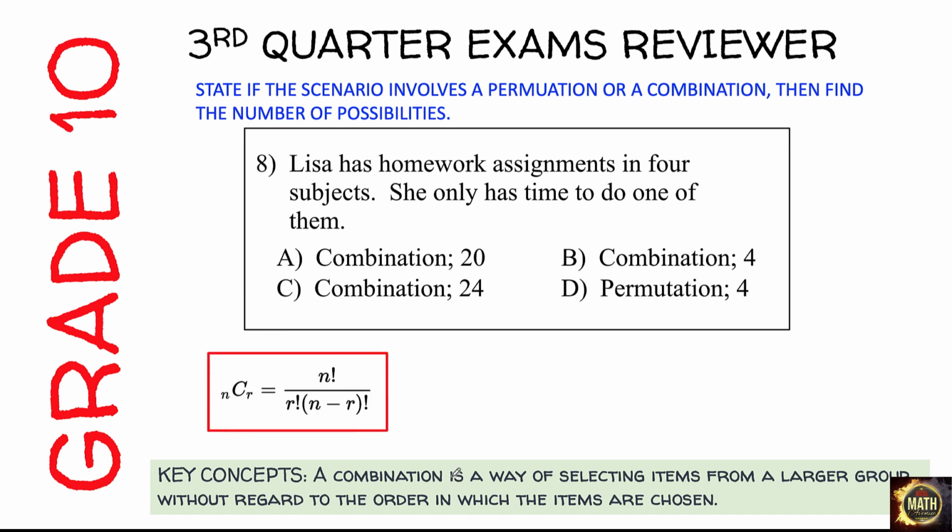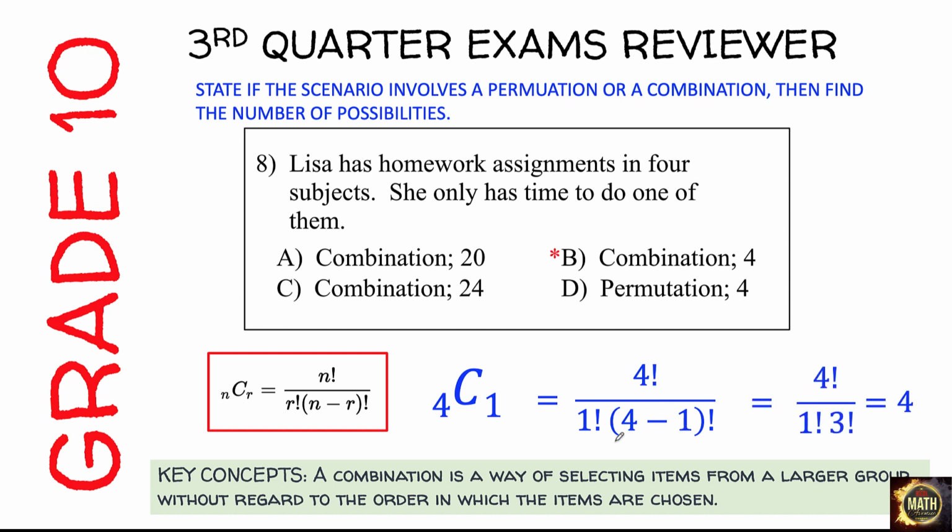So using now the combination formula, 4 combined 1 at a time, that is equal to 4 factorial over 1 factorial times 4 minus 1 factorial. 4 minus 1 is 3 factorial, so what's left in the numerator is 4 divided by 1, and that is just equal to 4. And the answer is letter B.